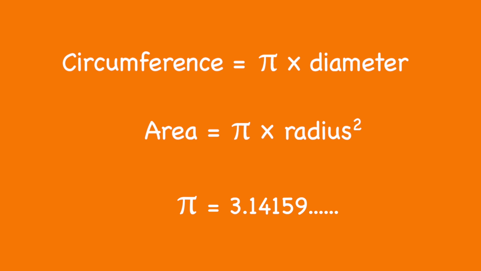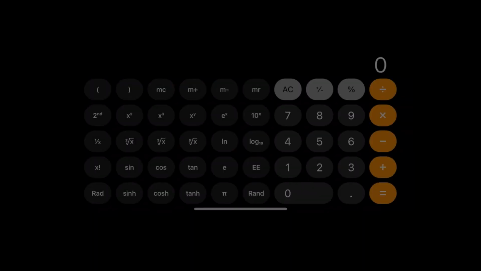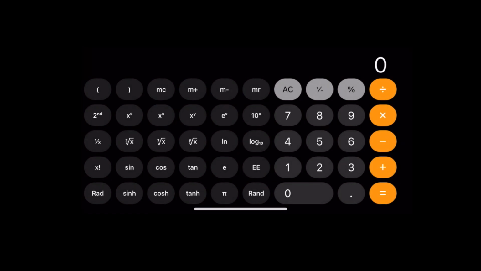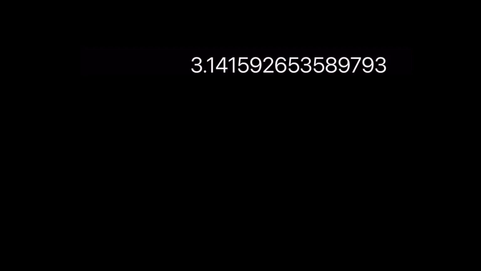So what I want to do in this video is provide a bit of context to pi. To begin with, we can easily find the value for pi on a calculator or mobile phone by pressing the symbol for pi. In a previous video I mentioned that pi is an irrational number, which means that the decimal goes on and on and on with no repeating pattern. So what is the definition of pi?